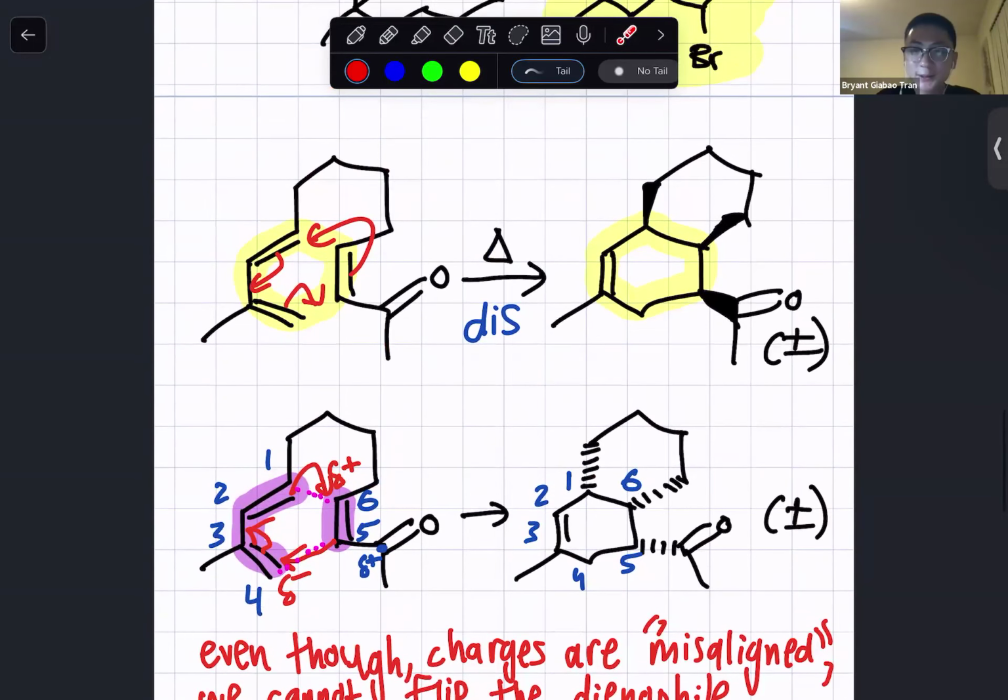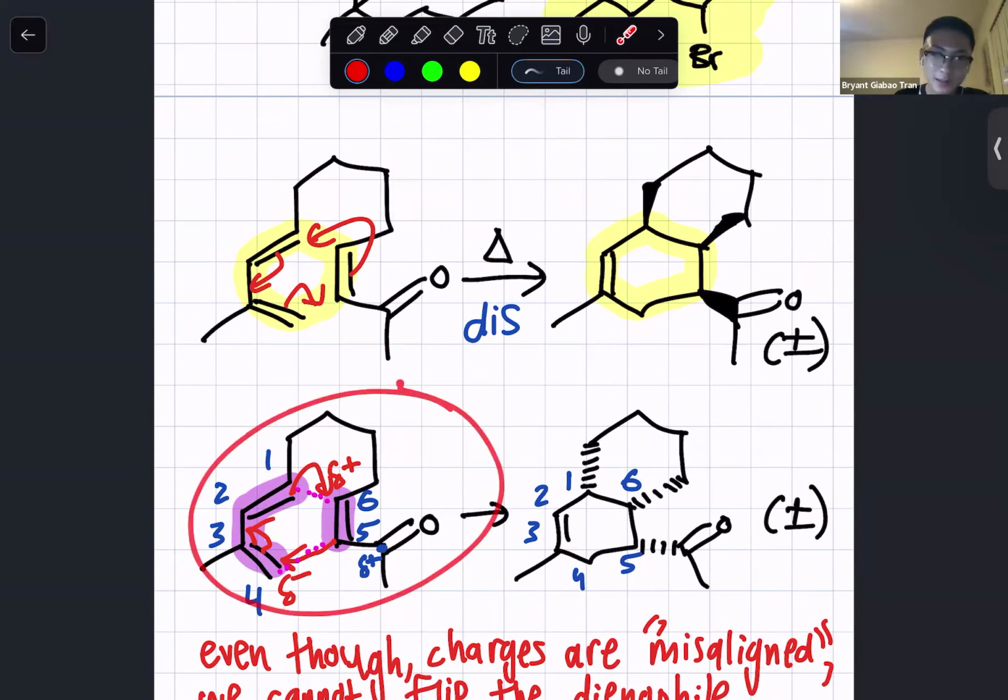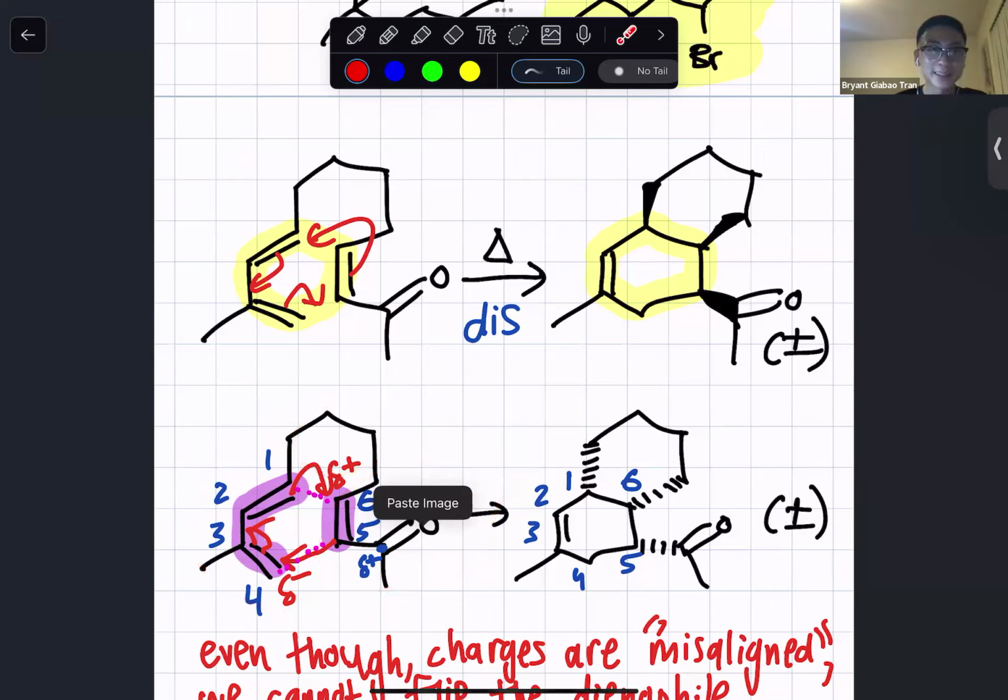Yeah, because a Diels-Alder reaction is a type of electrocyclic reaction. But it is more complicated because of the regiochemistry. If there are EDGs and EWGs, you have to make sure the charges are aligned. But in this specific example, we can't flip this even though they are not aligned, because it's connected to each other. It's intramolecular, so it's forced to react with each other.